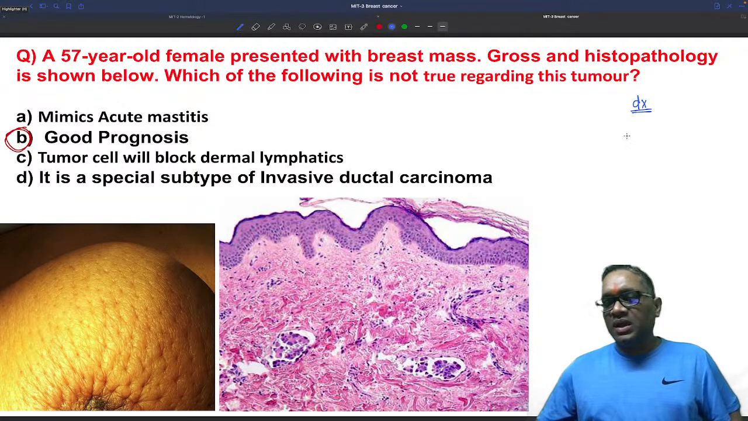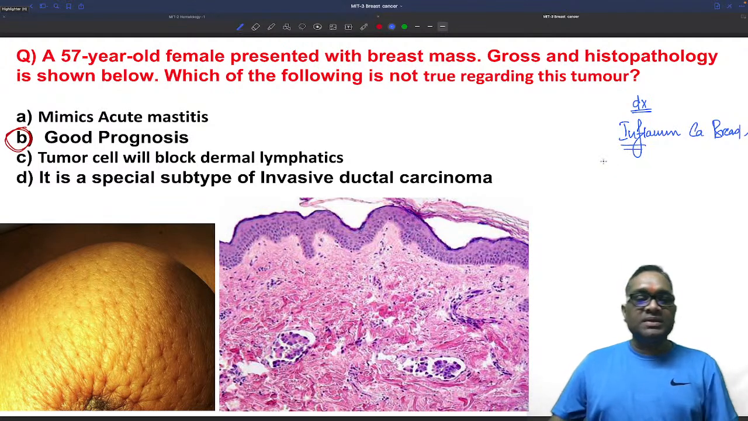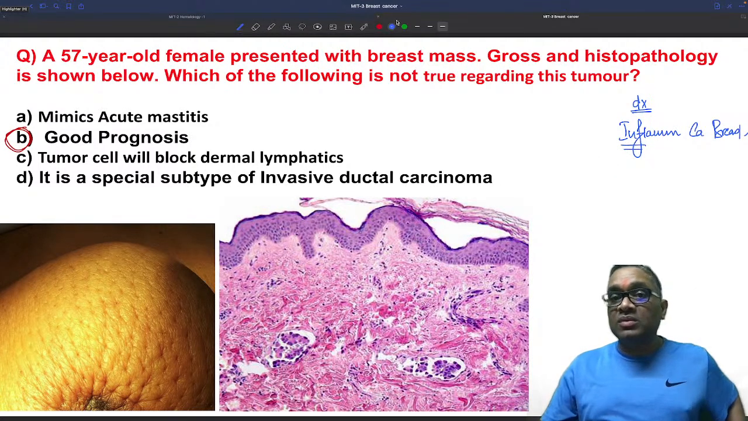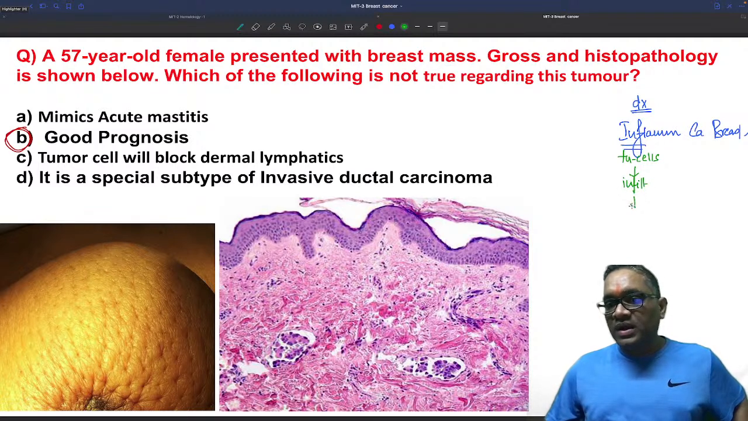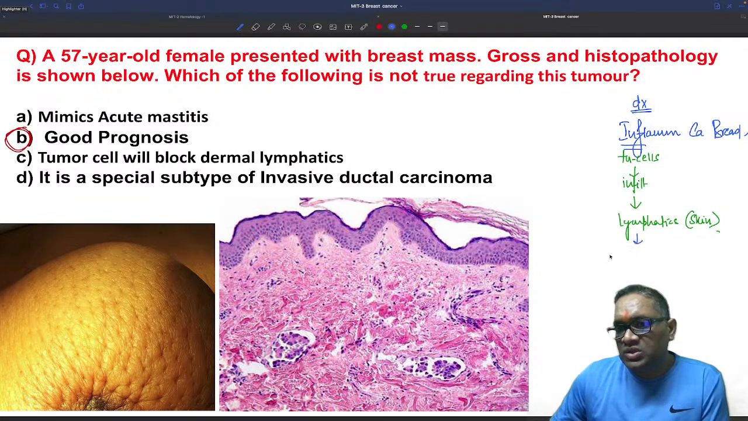Yes, very good. This is the inflammatory type of ductal carcinoma. So this is the inflammatory carcinoma of the breast. Why is it called inflammatory carcinoma of the breast? Because here the tumor cells will infiltrate the lymphatics of the skin of the breast tissue, right? And because of this tumor cell infiltration, what will happen? The breast tissue will have swelling and inflammation.